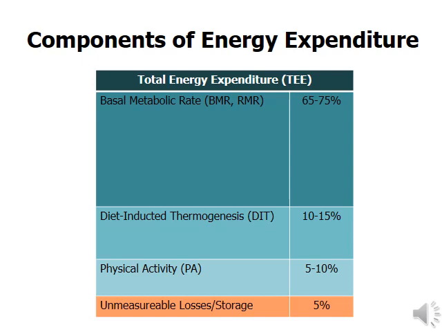The components of energy expenditure are dependent on a variety of factors, including lean body mass, age, and gender, each of which impacts the basal metabolic rate. This accounts for the majority of energy expenditure. However, there are other factors that may impact energy utilization, including diet-induced thermogenesis, physical activity, and unmeasurable losses. Components of total energy expenditure, or TEE, will be further discussed in the following slide.